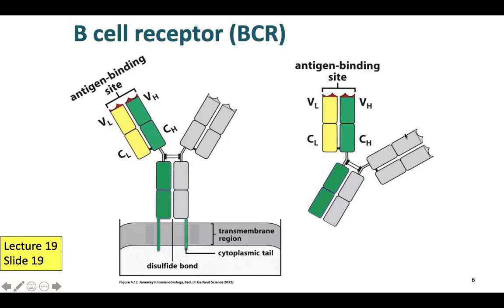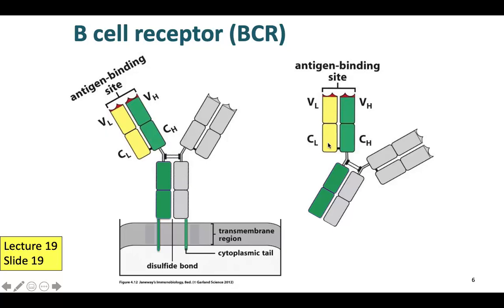You need to remember the different names in each chain. Each chain is composed of 2 domains or 2 regions. In the heavy chain, you will see the variable region of heavy chain, or VH, and the heavy chain constant region, or CH. In the light chain, you can see the variable region of light chain and the constant region of light chain.